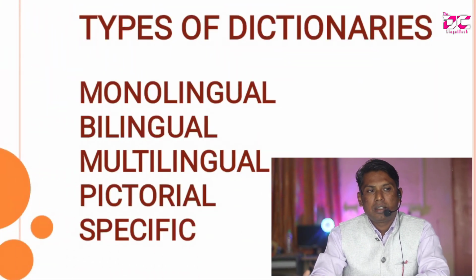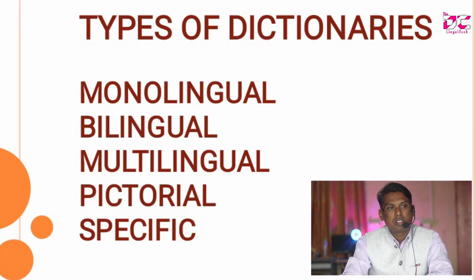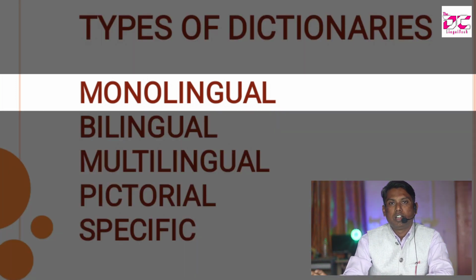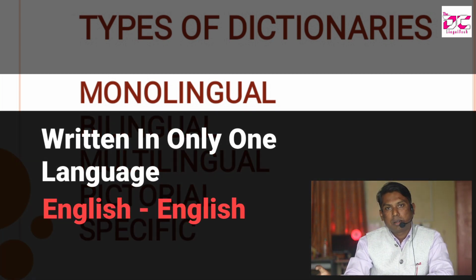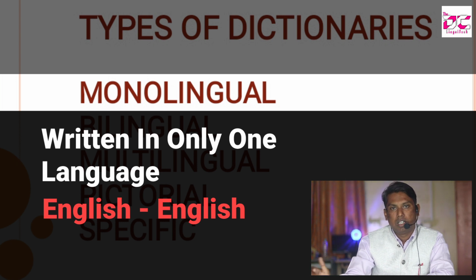Let's begin with the types of dictionaries. Normally, dictionaries are monolingual, bilingual, multilingual, pictorial and specific dictionaries. Let's see one by one what the differences are. First is the monolingual dictionary. A monolingual dictionary is a dictionary which is written only in one language. For example, English is a monolingual dictionary.